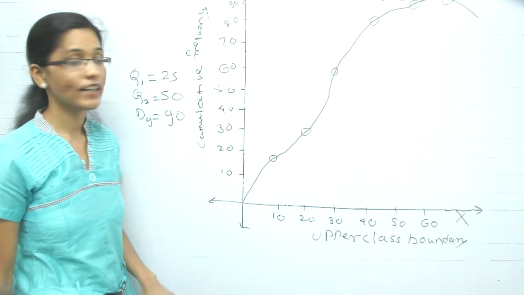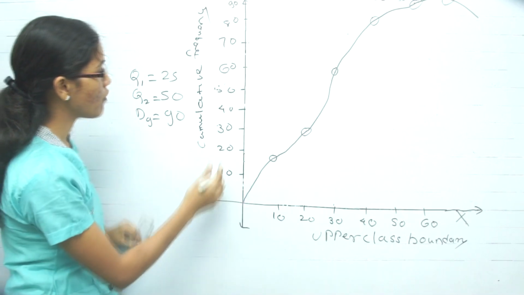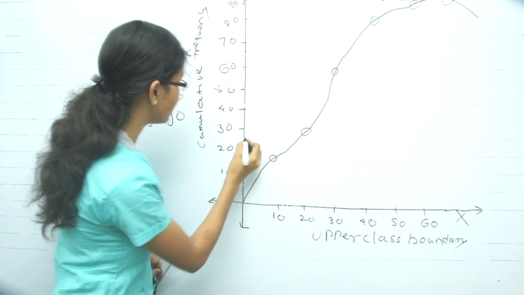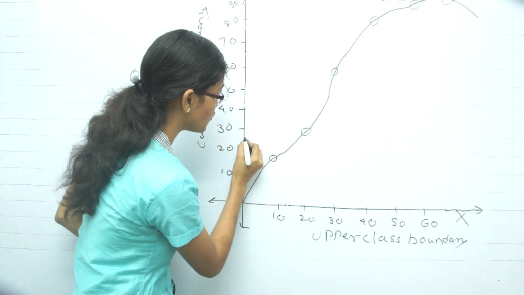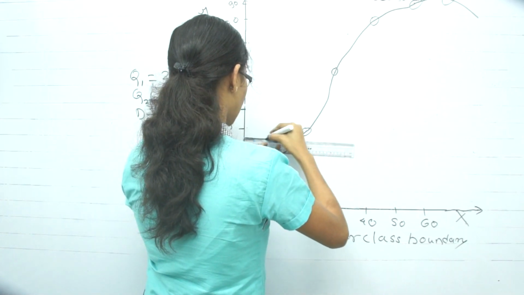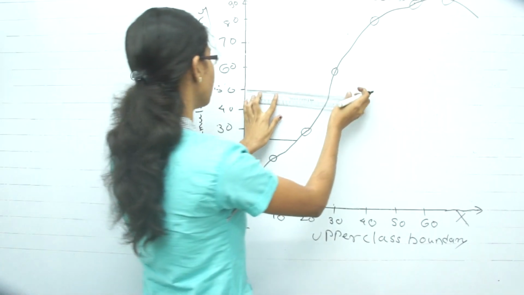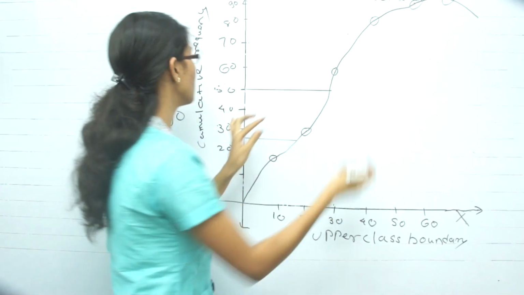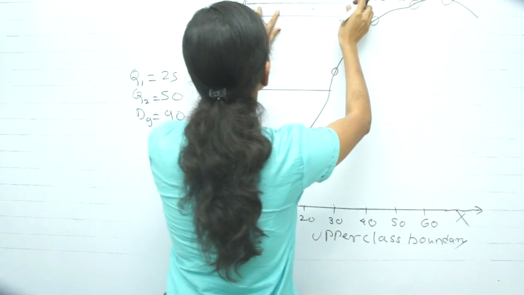Smooth curve. So we get the ogive. Now calculate the first quartile, that is what? 25. So here it is 25. Here it is 25, friends. Just draw this line. Then second quartile is the 50, you just draw this line. Okay, and ninth decile is the what? 90, you just draw this line.